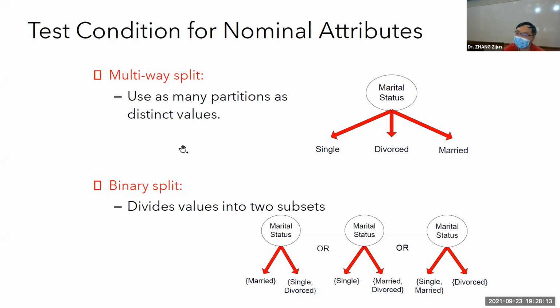We can also choose the binary split. We can divide values into 2 subsets. So you have 3 values here, and we can divide them into a number of combinations of 2 sets. We can decide one set is married, and another set contains both single and divorced records, or we can set one set as single, another set as a combination of married and divorced, and the last one is one set as a combination of single and married, and another is divorced.